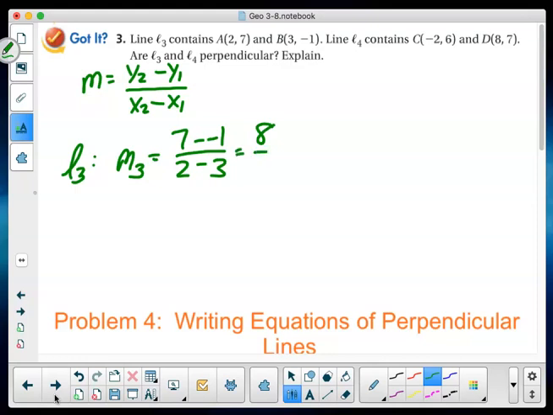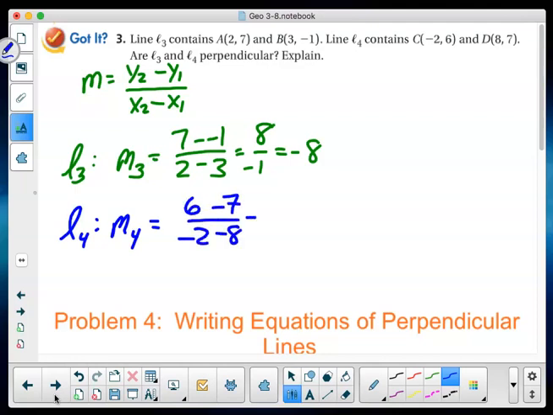It's 8 and negative 1, so I got negative 8. Now, my slope of line 4 is 6 over negative 2 and 7 over 8. Find their difference, and I have negative 1 over negative 10. Now I'm going to double check that to make sure I wrote things down. 6 over negative 2 and 7 over 8. 6 minus 7 is negative 1. Negative 2 minus 8 is negative 10.